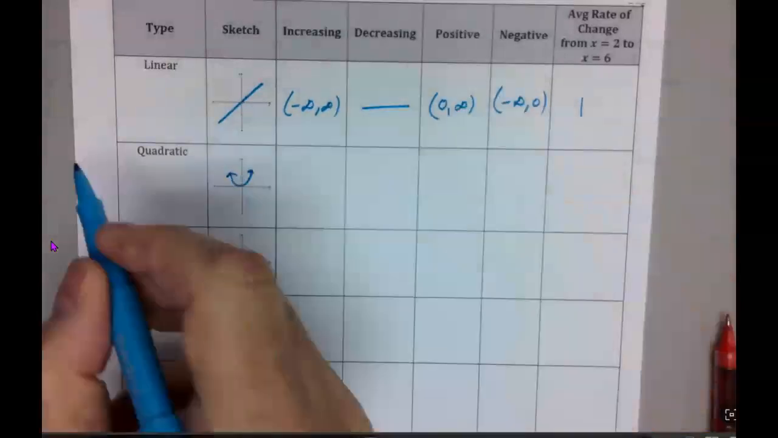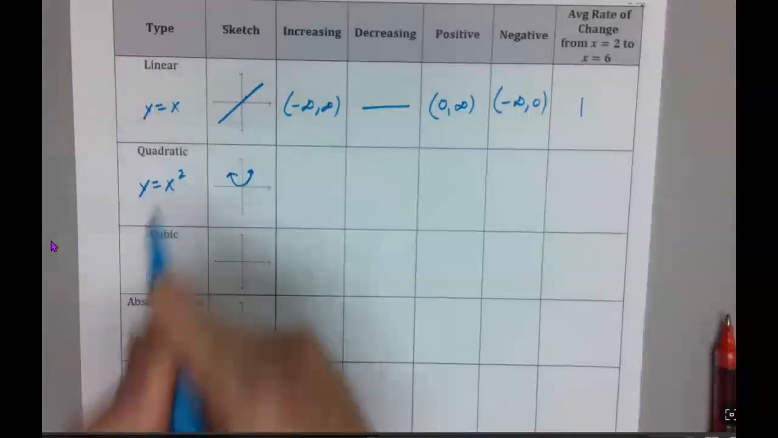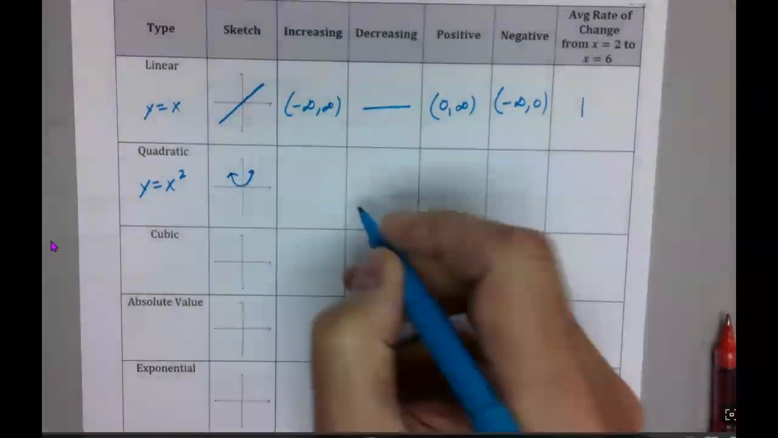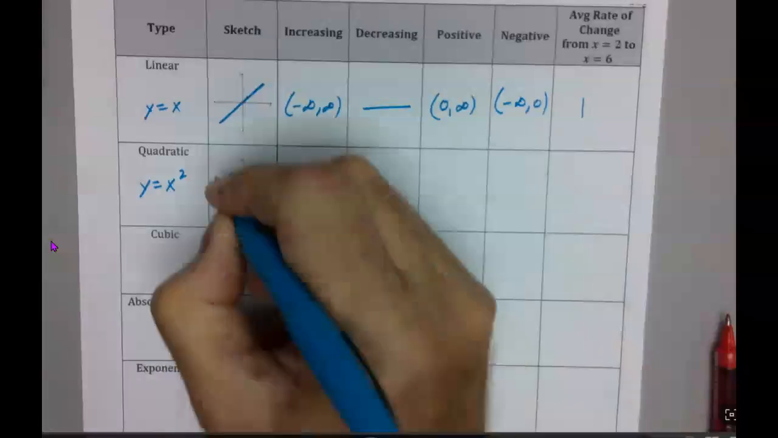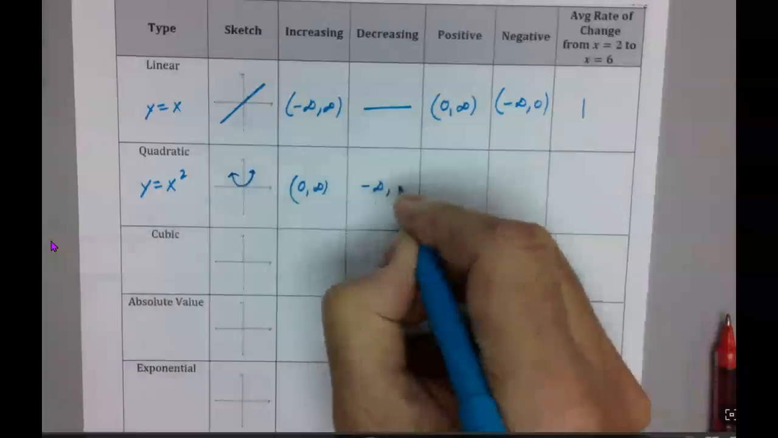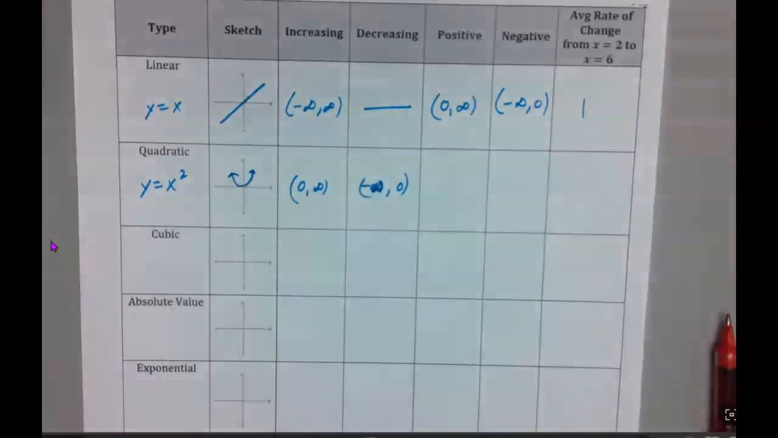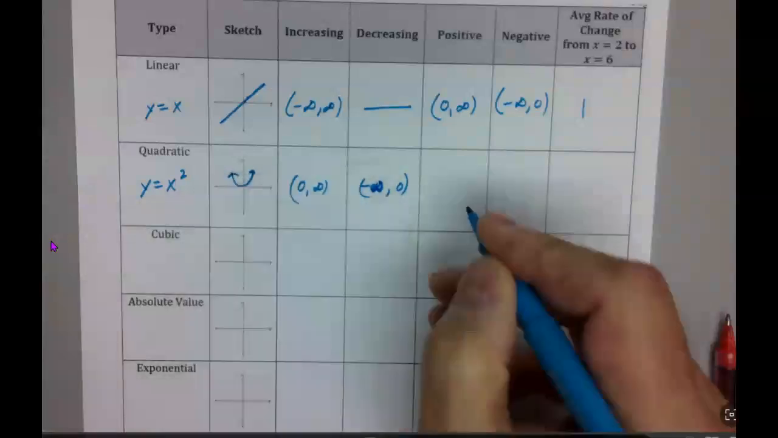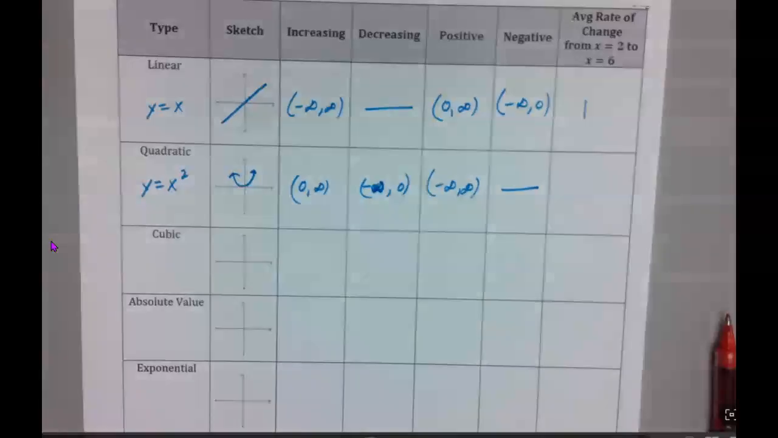Correct? Your linear equation's this here. Your quadratic equation's this here, your parent function at least. So it's increasing from 0 to infinity. It's decreasing, on this side, from negative infinity to 0. And it's positive the whole time. So that's negative infinity to infinity. It's never negative.